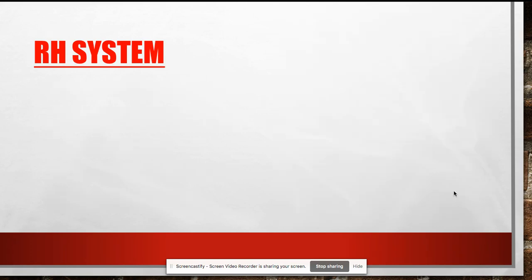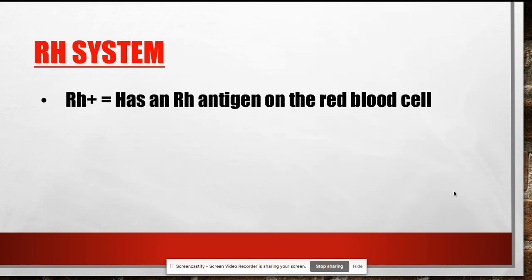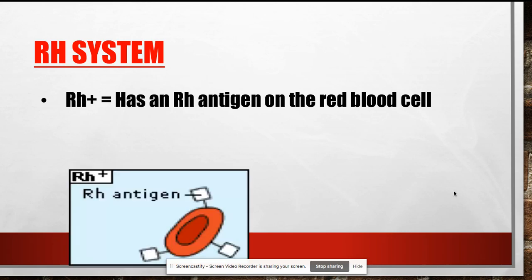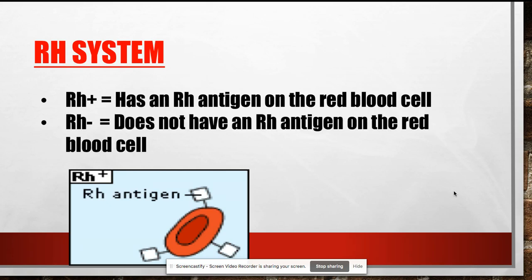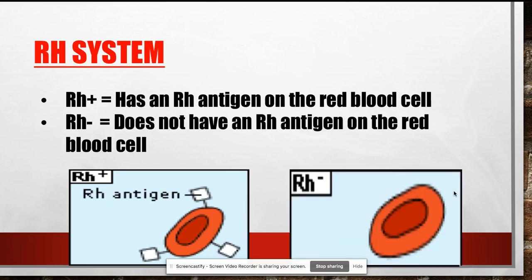Okay, we're going to keep talking about the RH system. So if you're RH positive, this means that you have the RH antigen on the surface of your red blood cell. Just like having an A or a B antigen, this is like another antigen that can be present. Okay? If you're RH negative, that means that you do not have this antigen here. Instead, you will either have a clear surface on your blood cell, or you'll have an A and a B, but you're not going to have that RH antigen.